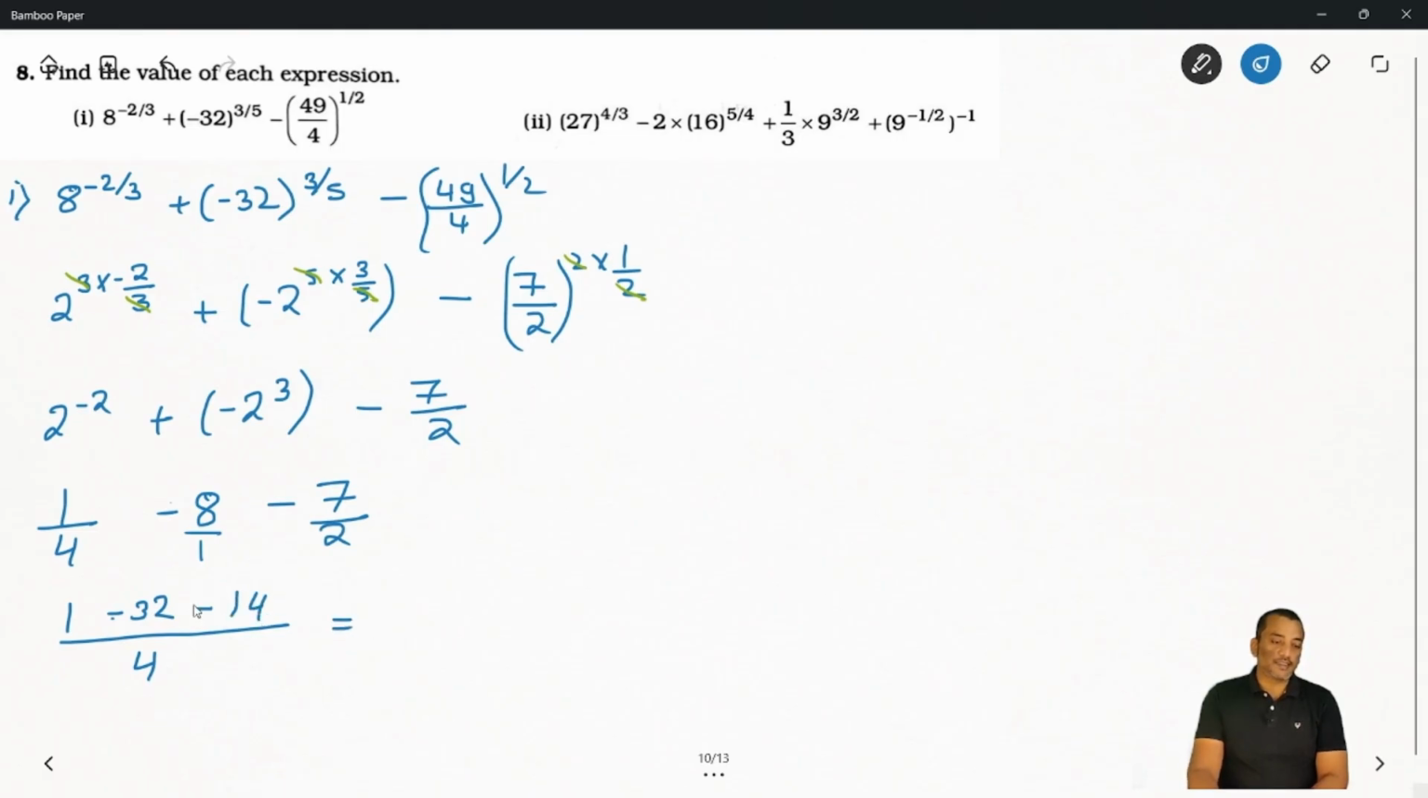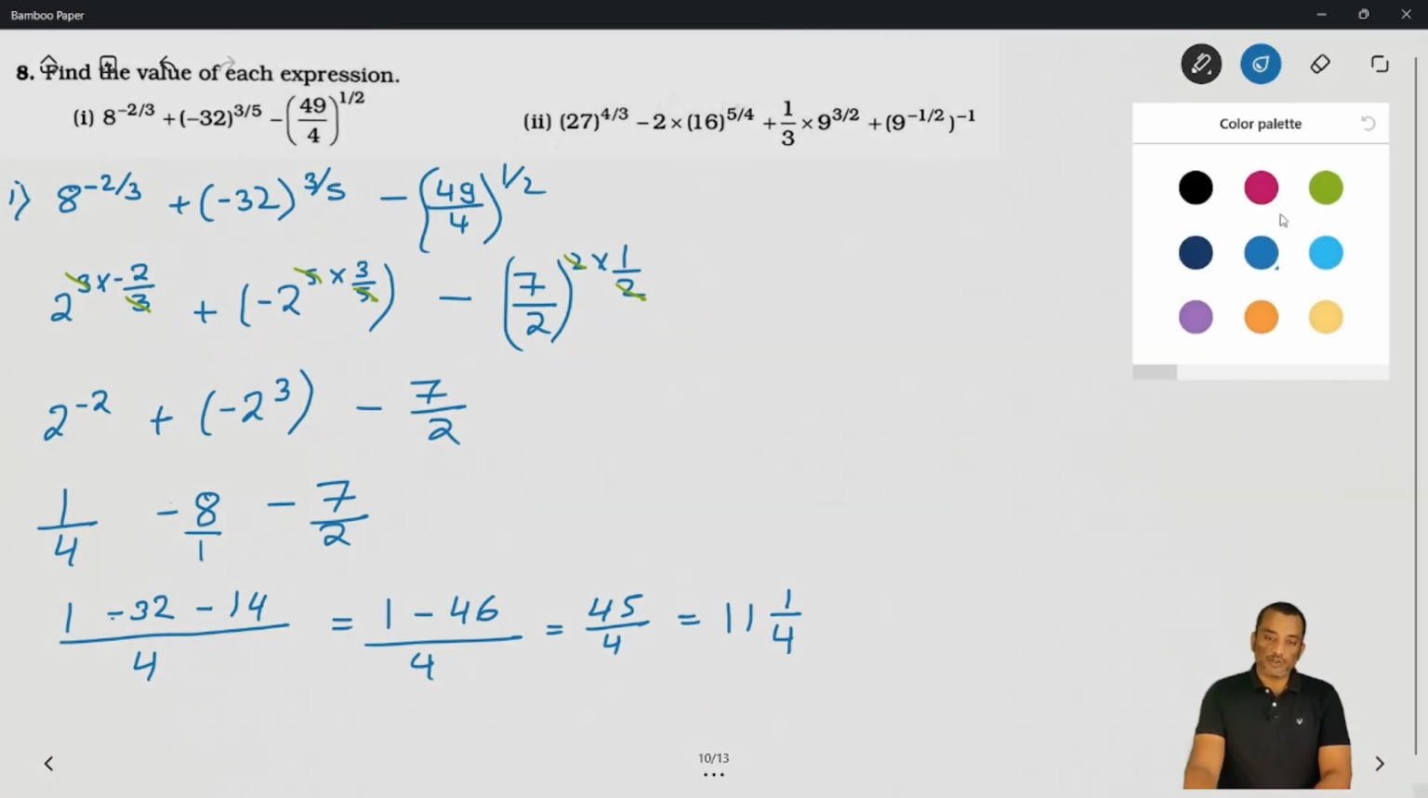So now you can say 1 and this will add here. So you will get 1 minus 46 by 4. So you will get 45 by 4. Now if you want you can convert it into a mixed fraction. So you will get this is 11, then remainder 1 by 4. Hope it's clear. Now coming to the second bit question.